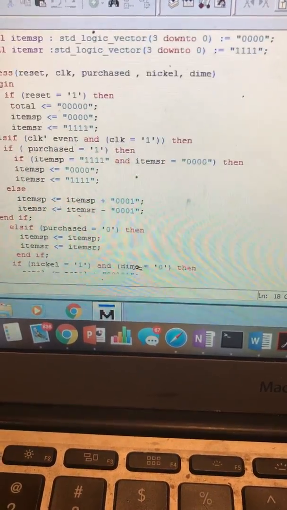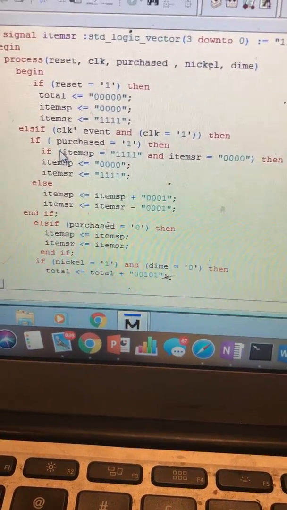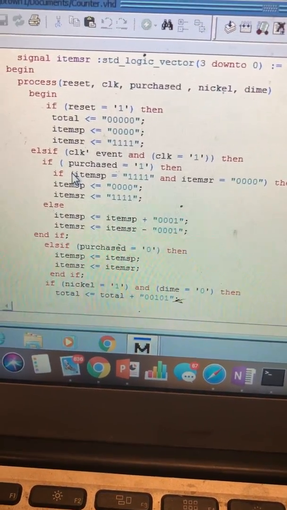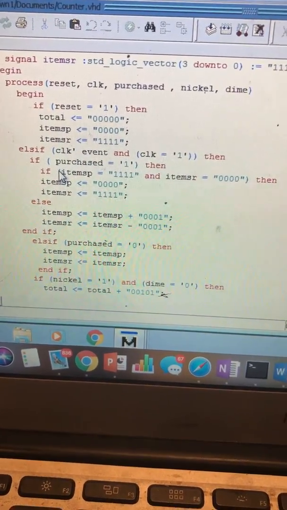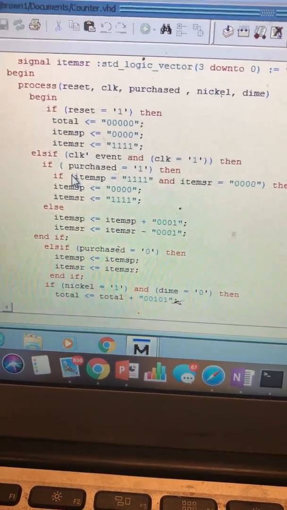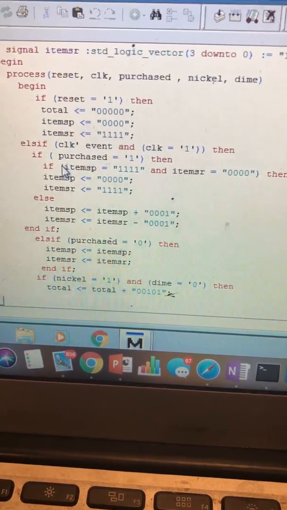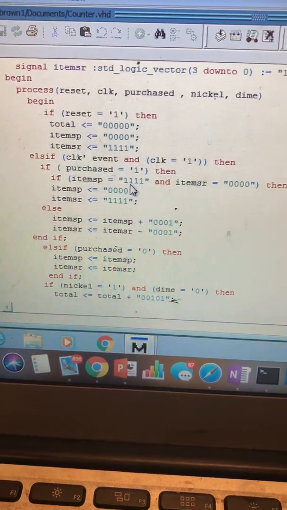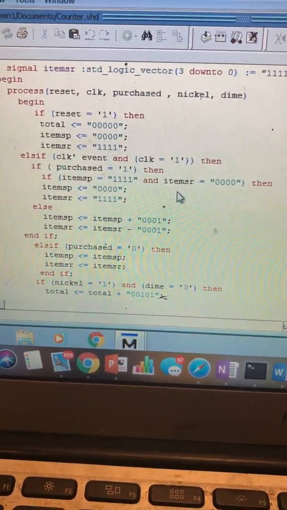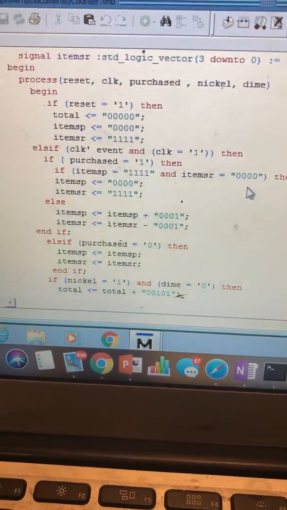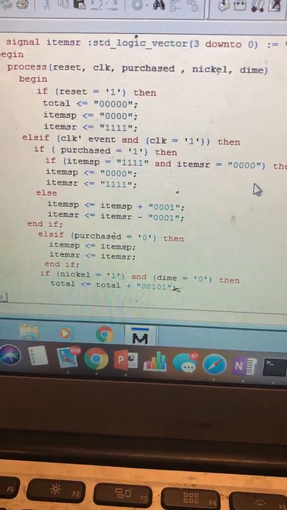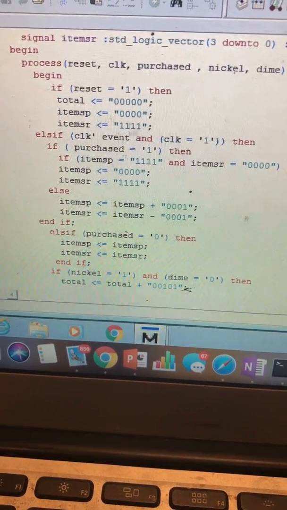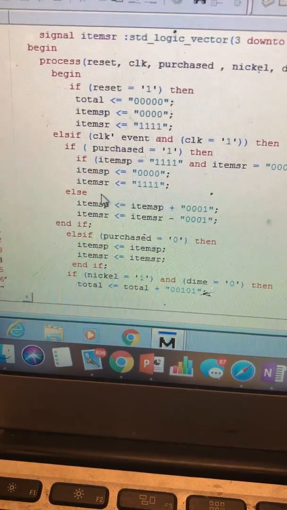So on a rising clock edge, we're going to check to see if an item is purchased, which will be received from the finite state machine. However, because we're just running the counter separately, it's not going to be based on the state transition. So if the items purchased is equal to 15, which means we've purchased all the items, and the items remaining is equal to 0, meaning that we have no items left to give out, then we're going to restock our vending machine, and items purchased will be equal to 0, and items remaining will be equal to 15 again.